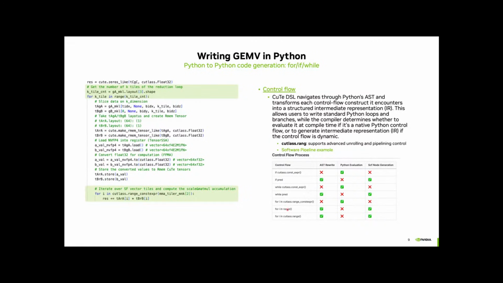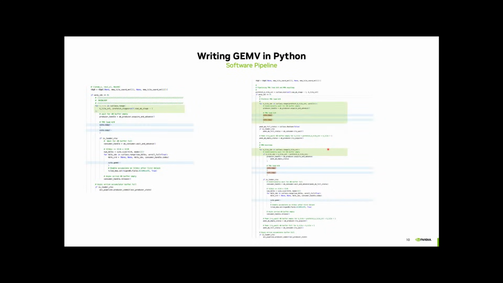But for the for loop, there is a special one, which is the cutlass range. Cutlass range is almost equal to the Python range. The little difference is that cutlass range supports some advanced unrolling and pipeline control. If you are more interested, you can probably look at our software pipeline examples. And here, just a quick elaboration about the cutlass range fine-grain control.